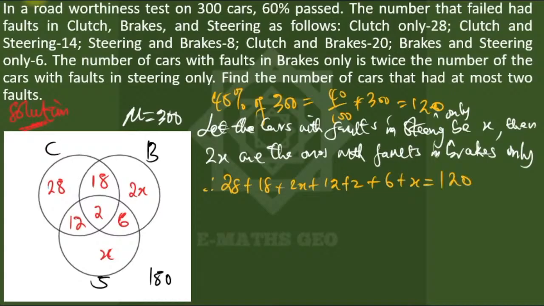2X plus X is 3X. So let's add up the numbers. So 18 plus 12 is 30. 28 plus 2, the same 30. 30 plus 30 is 60. So 66. So 120 minus 66 is 54. Yes.